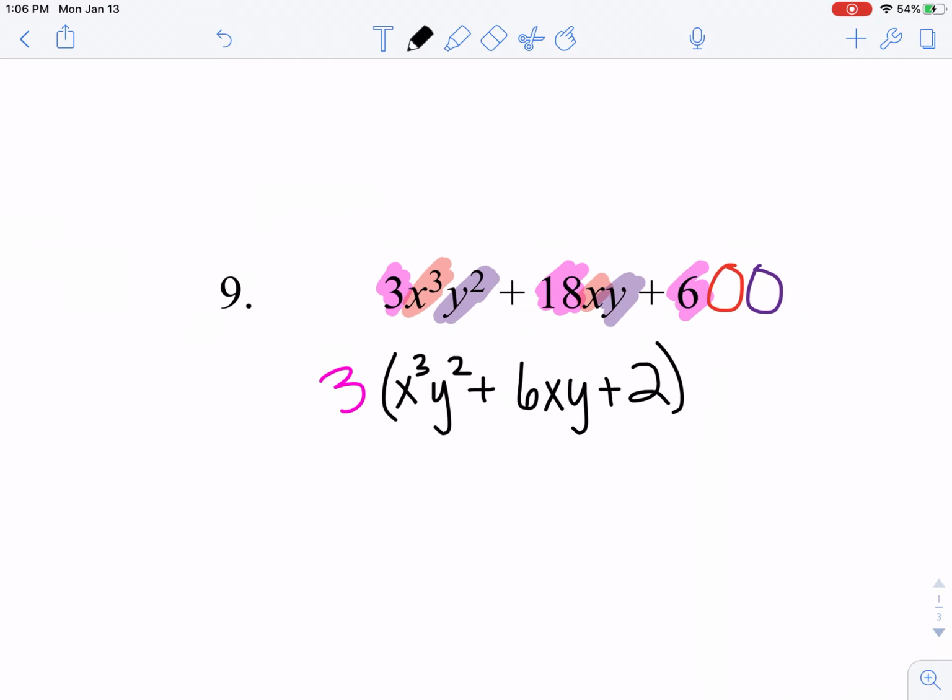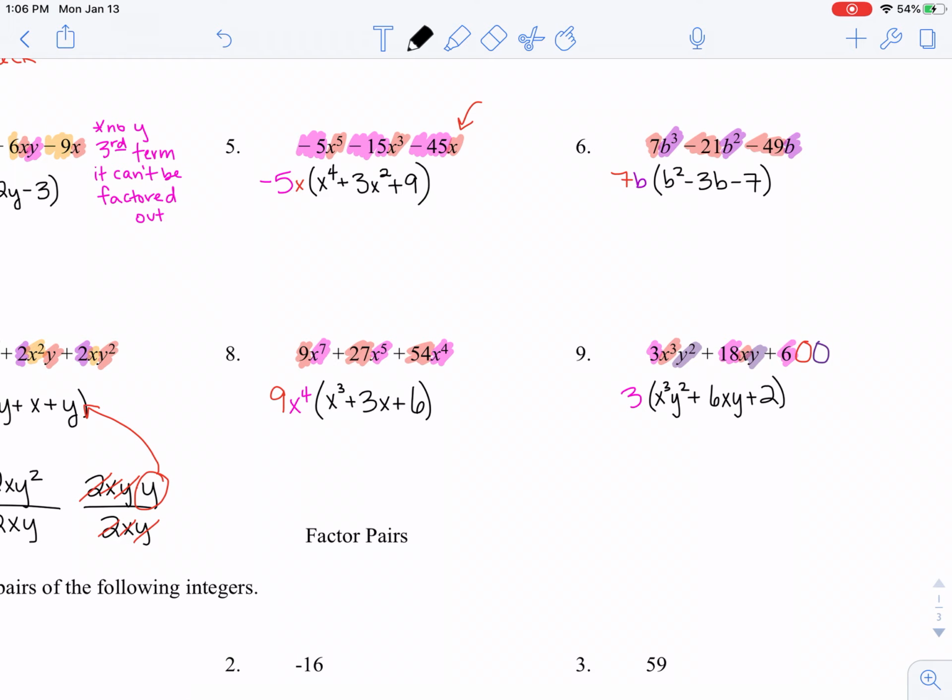So that's all for greatest common factor. You guys will have some practice just like this on your homework for tonight, okay?